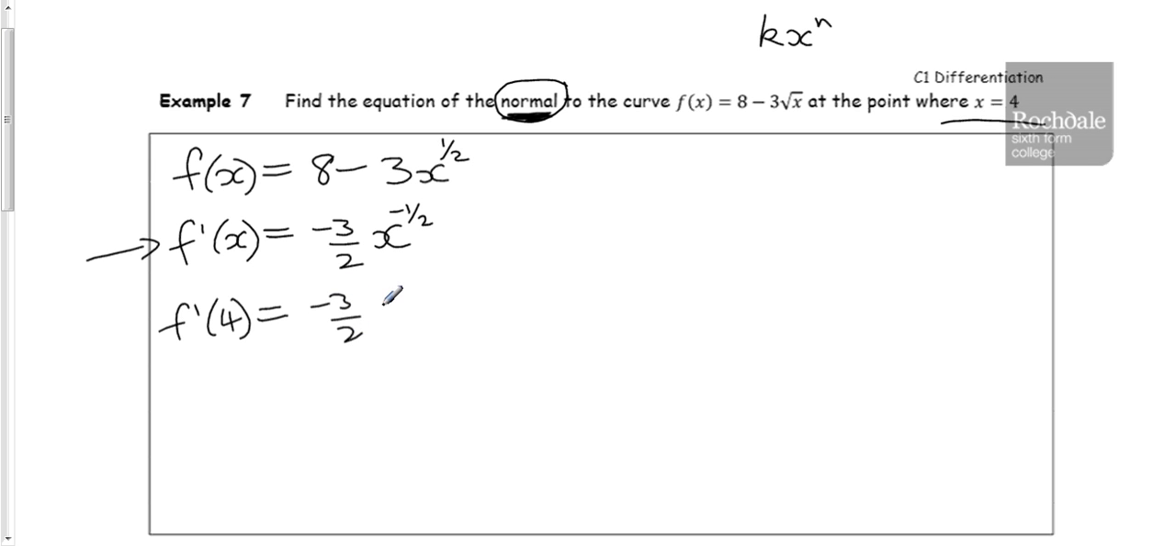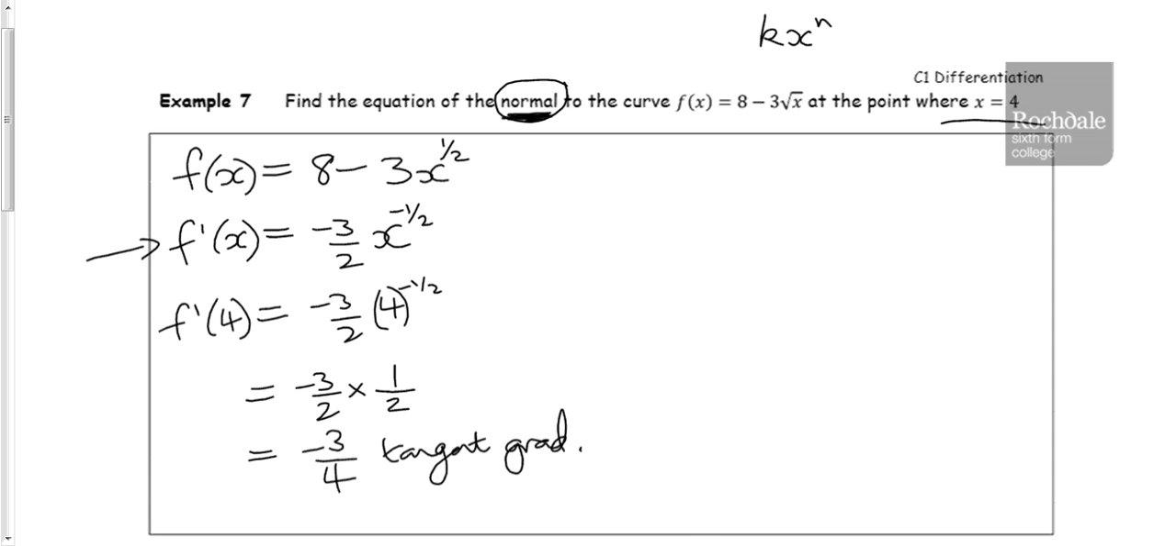Minus 3 over 2 times 4 to the power minus a half. The power of minus half is only affecting the 4, not the minus 3 over 2 at the front. So minus 3 over 2 times 4 to the minus half, that's minus 3 over 2, times by, well, negative power means 1 over. So we've got 1 over 4 to the power of a half, which is the square root of 4, which is 2. And multiplying fractions is dead easy. Multiply the top numbers together, multiply the denominators together. And that's the gradient of the tangent.